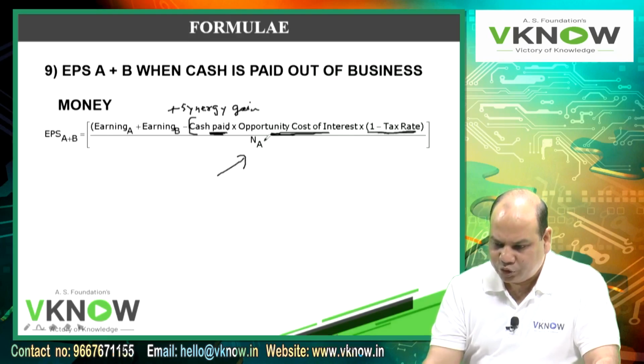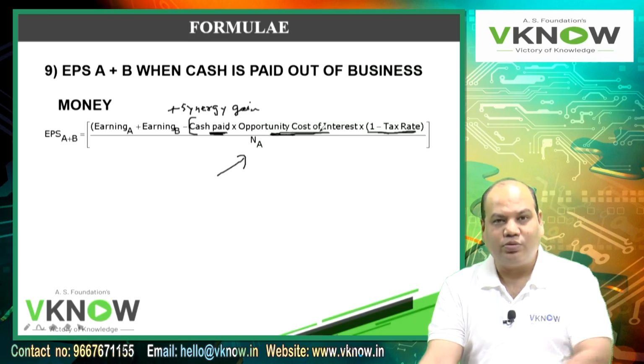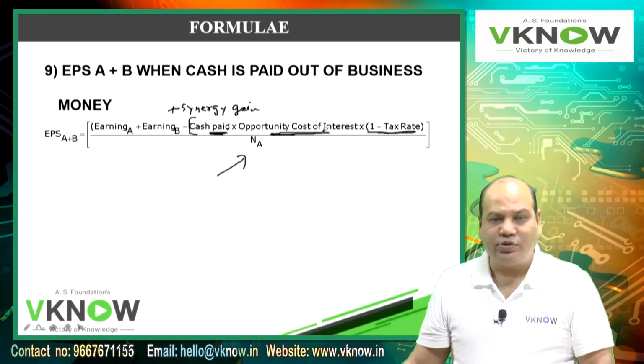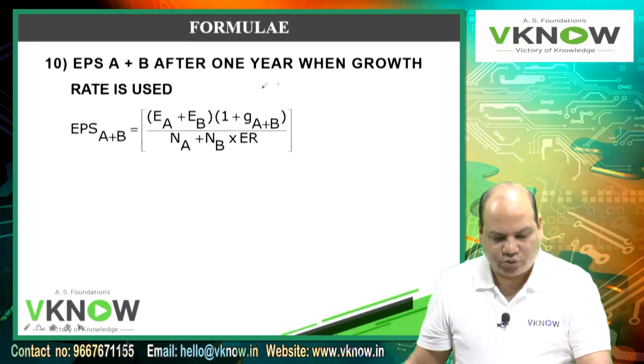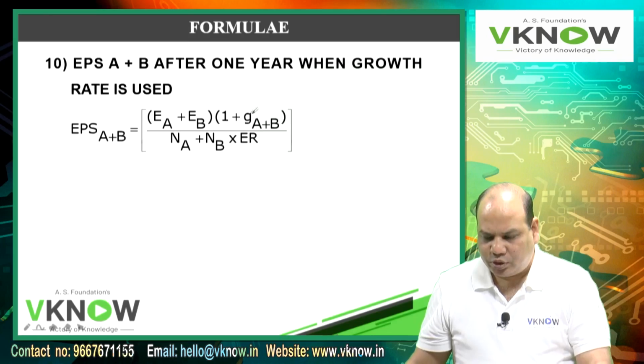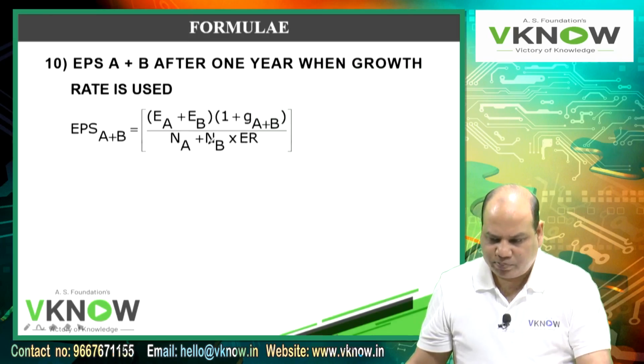Again important thing, only write number of shares of acquiring. Do not add number of shares issued to B, because there is no cash, there is no share issued. Cash is paid. When cash is paid, number of shares will not change. 10th formula, EPS of A and B after 1 year when growth rate is used. So after 1 year, the EPS of A and B will be earning of A plus earning of B into 1 plus growth rate of combined company, and that divided by number of shares of A plus number of shares of B into exchange ratio.